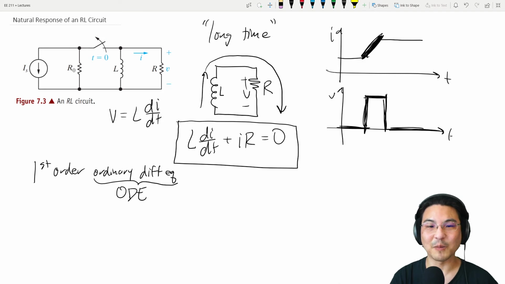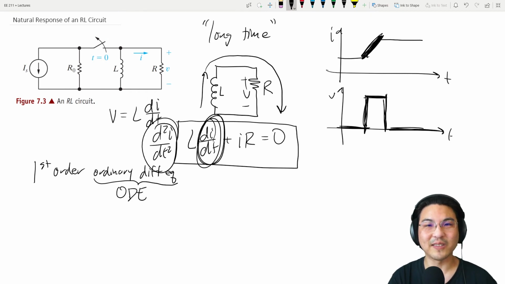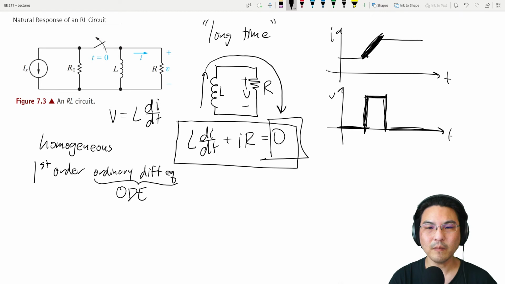So we won't deal with that this semester. First order because the highest order is 1, as opposed to if we had something like over here. That would be a second order ODE. We'll deal with that in a few weeks. And if you want to be super nitpicky about it, you see how this is a 0. So this is a homogeneous first order ODE because this is 0. If it were non-zero, like if it was 100 or something, then that would be a non-homogeneous first order ODE. We'll do that pretty soon, like in a couple of videos.